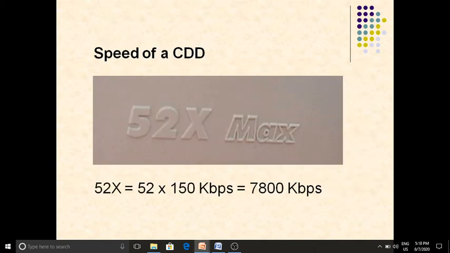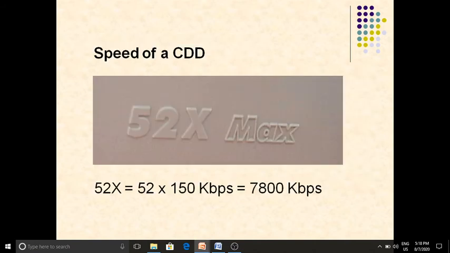Now next, the speed of a CD drive. The speed of a CD drive is 52x max. 52x is equal to 52 into 150 kilobytes per second, that is equal to 7800 kilobytes per second. Okay students, this is the speed of a CD drive.